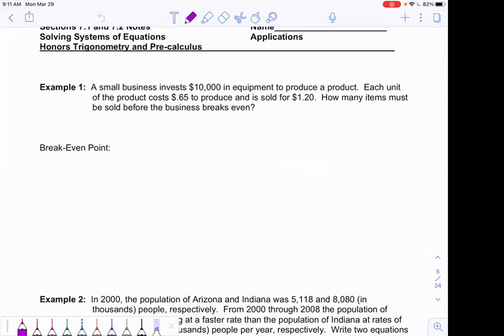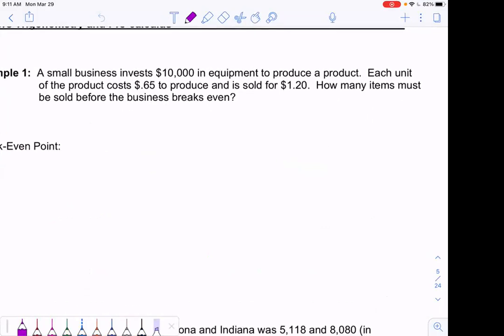So a small business invests $10,000 in equipment to produce some type of product. Each unit of the product costs 65 cents to produce. So to make this product, it costs us 65 cents. And it's sold for $1.20. So obviously we're not going to be making a lot of money here. We're selling something for $1.20. How many items must be sold before the business breaks even?